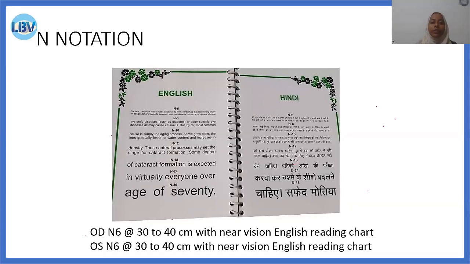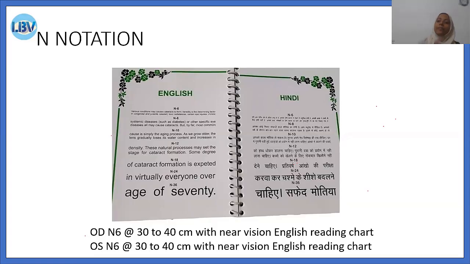It is always preferred to describe the range of distance. Don't mention a single distance. You should always check the visual acuity within this 10 centimeter, plus minus 5 centimeter distance. If you're keeping it at 35 centimeter, you move it to 40 centimeter and check, then move it to 30 centimeter and check. So it should be like 30 to 40 centimeter.